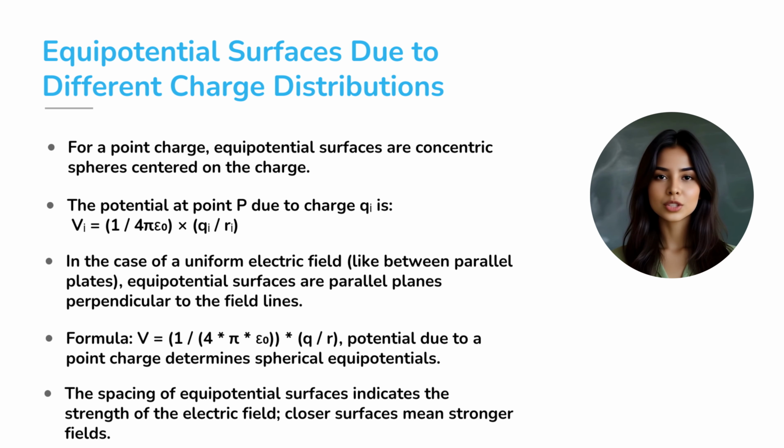Let's recall the potential due to a point charge. It's given by V equals 1 divided by 4 pi epsilon naught multiplied by Q over R. This equation helps us understand why the surfaces are spherical. Potential depends only on distance R from the charge. And the closer the equipotential surfaces are to each other, the stronger the electric field in that region. That's why in diagrams, the denser the surfaces, the more intense the field.